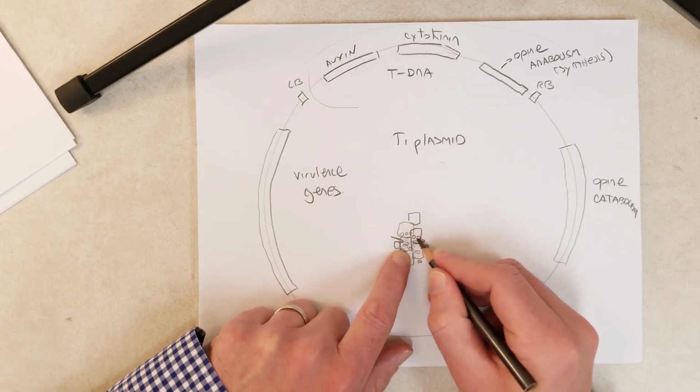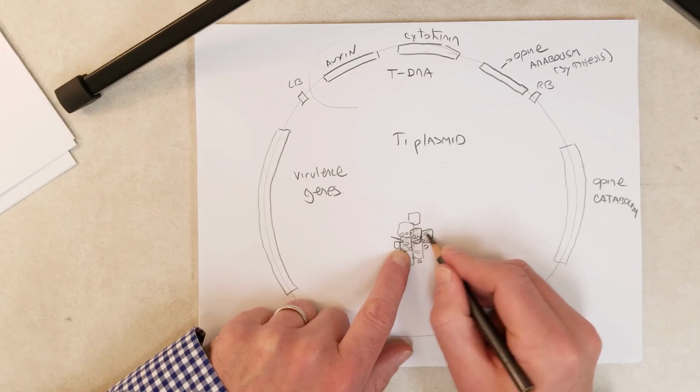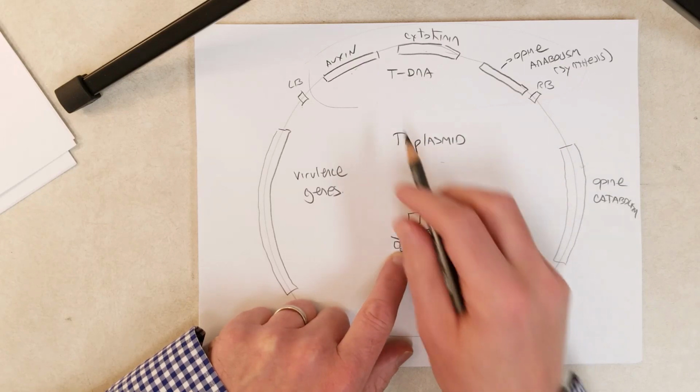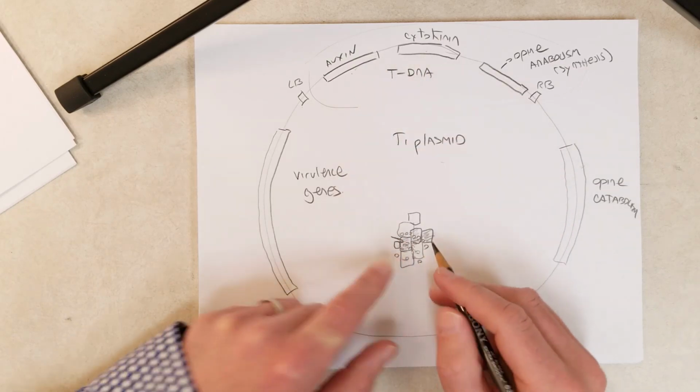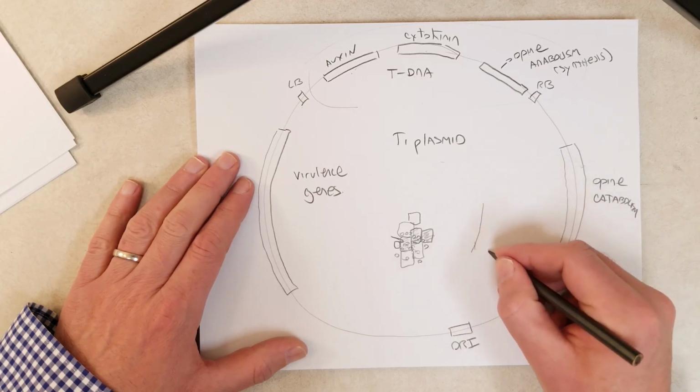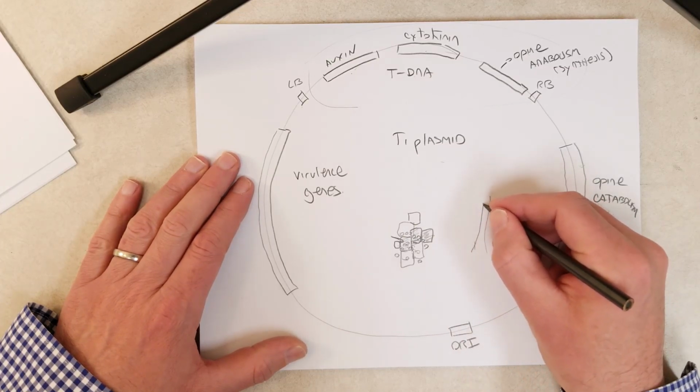And let's say every daughter cell that comes from this one is also going to have the tDNA, and they're also going to make auxin and cytokinin. And so what's going to happen, let's say this is a little plant right here.